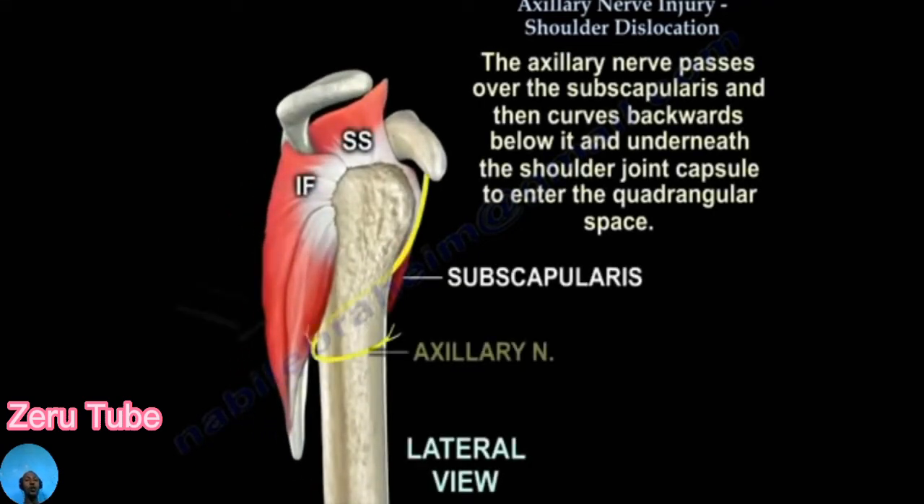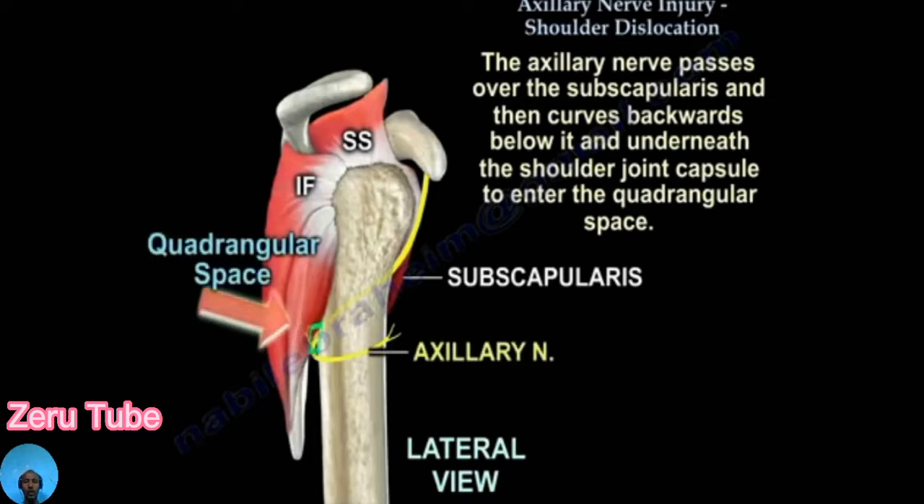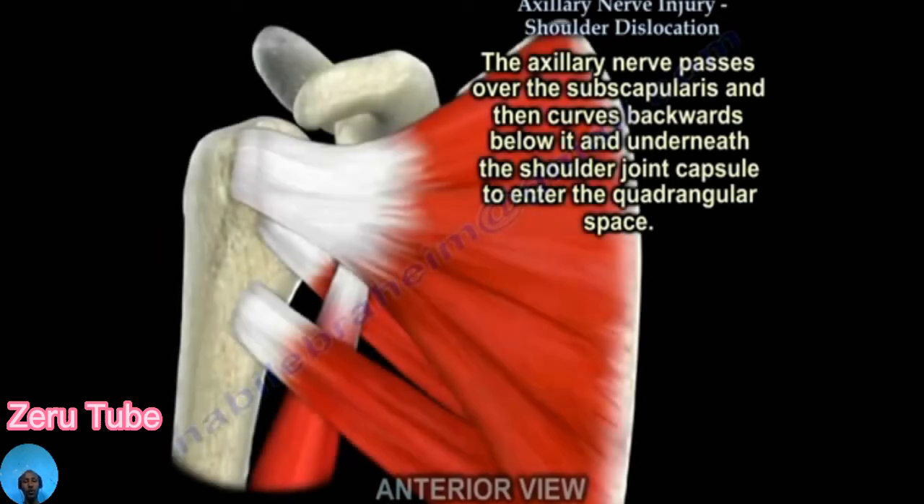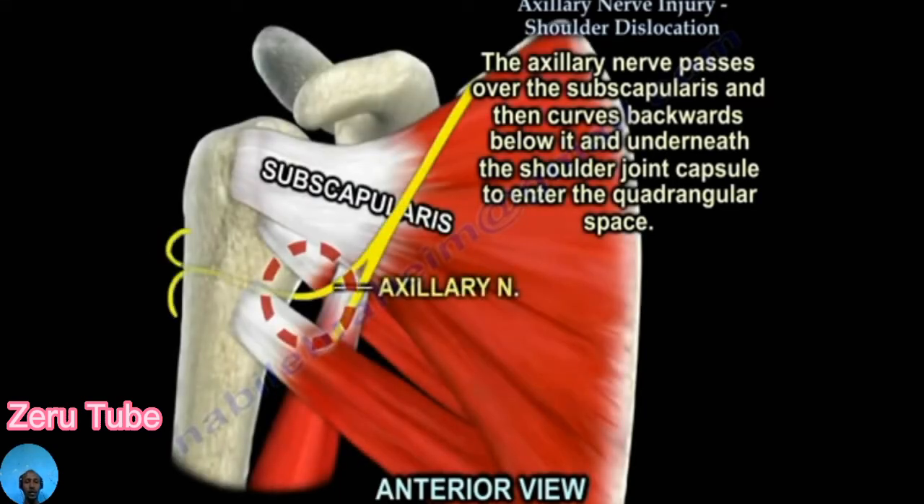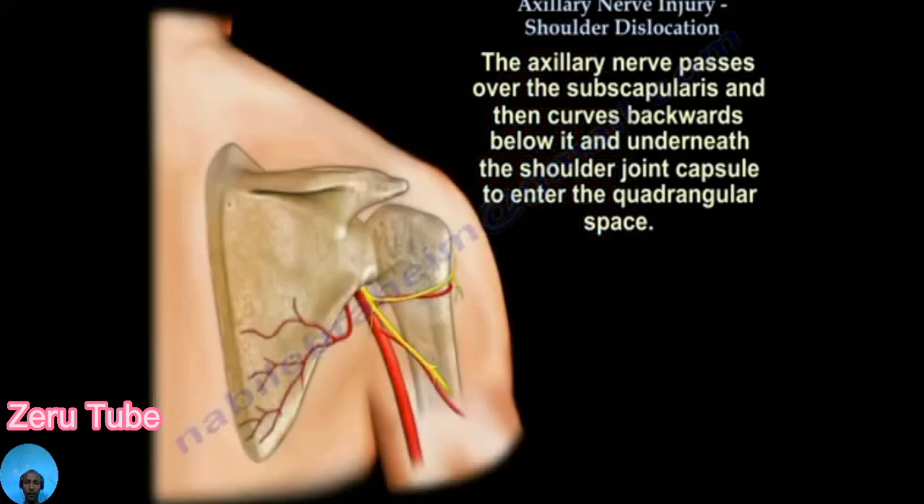The axillary nerve passes over the subscapularis and then curves backward, below it and underneath the shoulder joint capsule, to enter the quadrangular space. So this is the course of the axillary nerve that goes to the quadrangular space and supplies the rotator cuff muscle. Look, this is the quadrangular space. It is very important for the passage of the axillary nerve and the circumflex humeral artery.